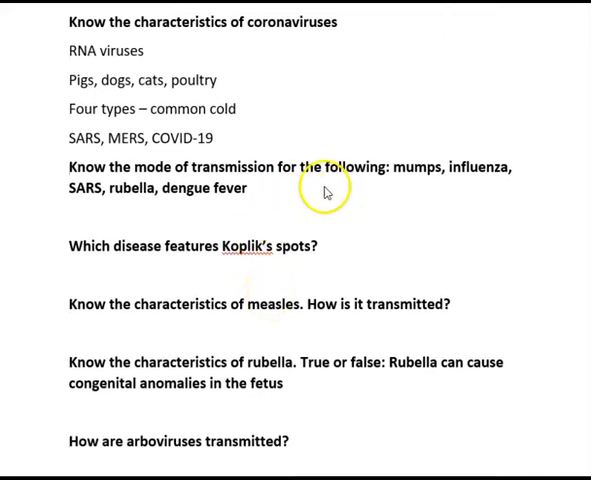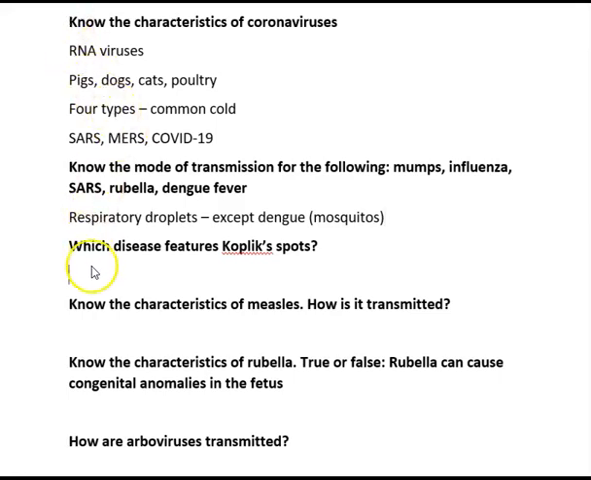Know the mode of transmission for the following diseases: mumps, influenza, SARS, rubella, and dengue fever. I'm going to save you a little bit of time and let you know that all of these are respiratory, through respiratory droplets, except dengue, which involves a mosquito vector.